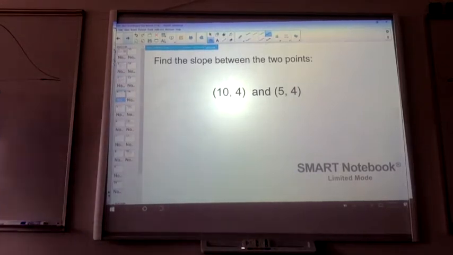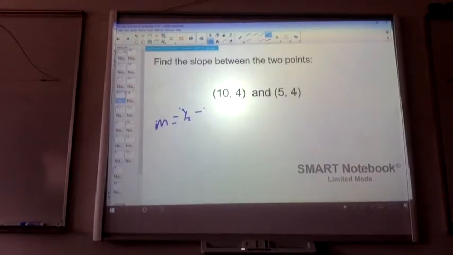Find the slope between the 2 points. So if you need the slope equation, look up here. I'll write it up. If you don't, try and work it out.